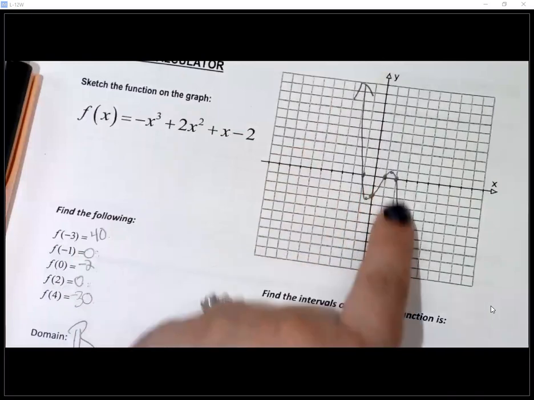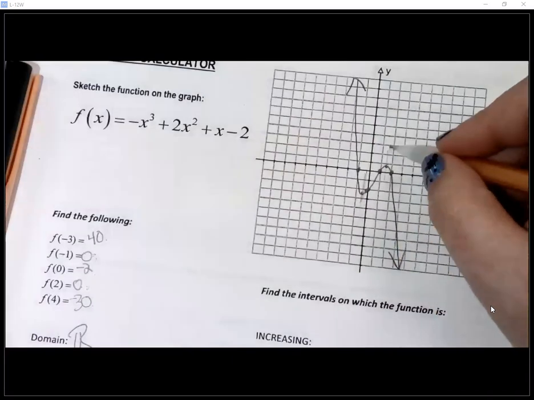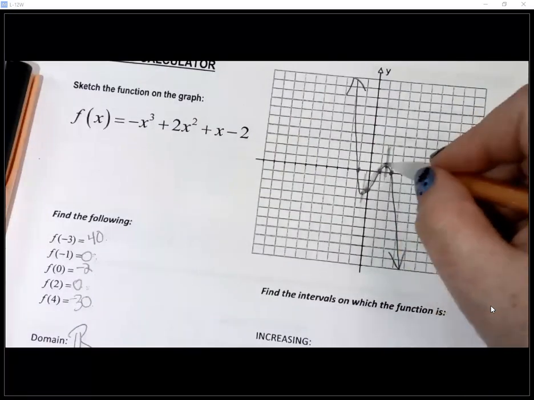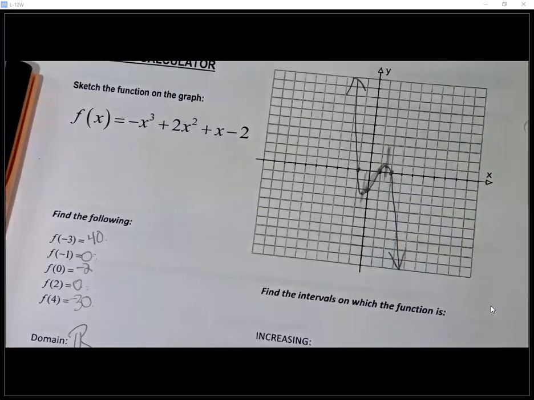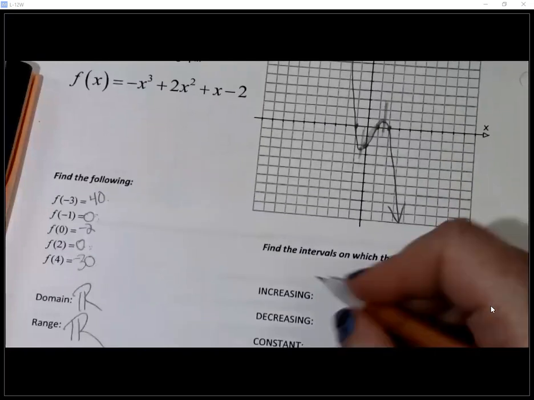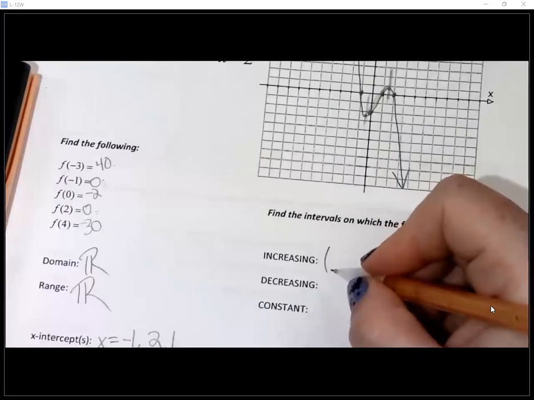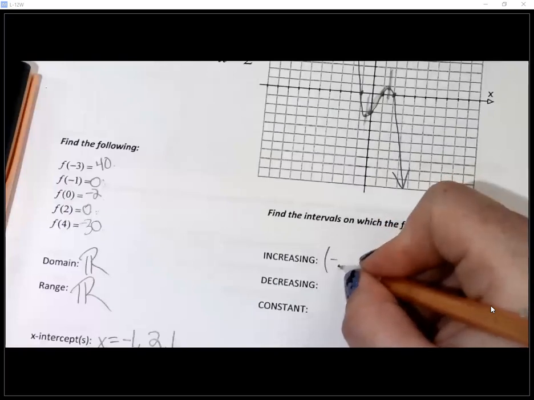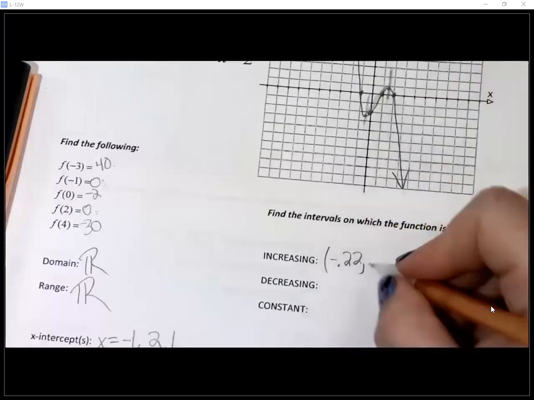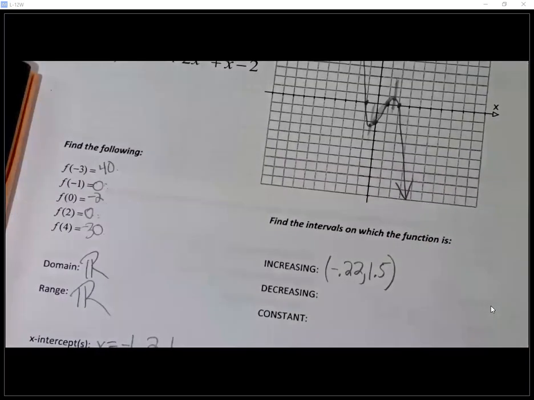So I would claim it's only increasing in between my relative min and my relative max. This is the only region in between here where I'm increasing. Wouldn't you agree? Good thing I know where those relative max and min are happening. So this is how I would write it: I'm increasing at all x values after negative 0.22, all the way up until I get to 1.5. That's the section where I'm increasing. Do you agree? Do you see where I'm getting these numbers from?